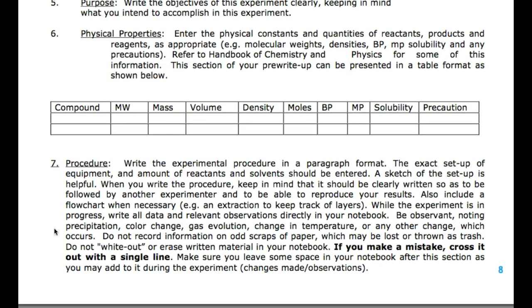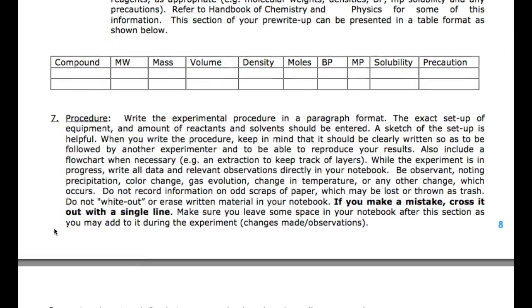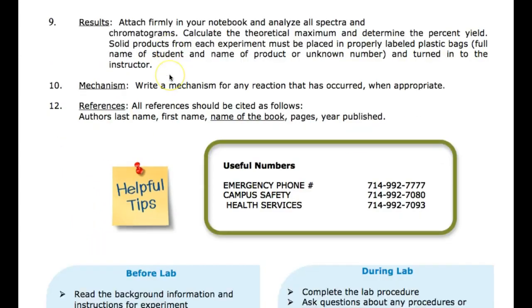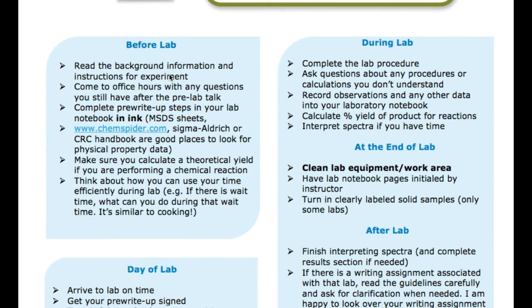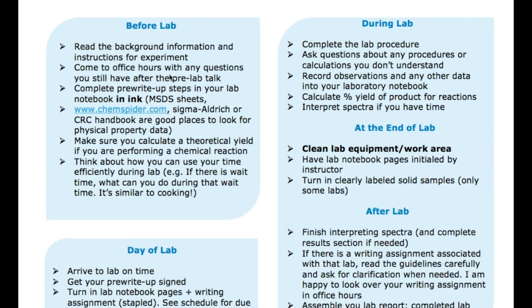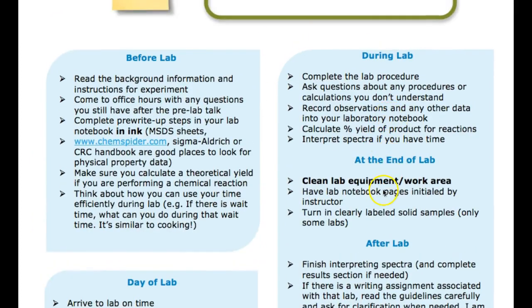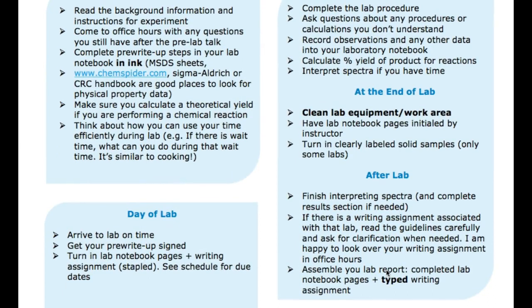We'll talk about this more in lab in more detail. And then the rest of the information you'll be filling out either during lab or after lab. So we have a results section, mechanisms if we're performing an actual chemical reaction, and some references. You have some tips here for what needs to be done before lab, just some reminders, what you need to do on the day of lab, what you need to turn in, during lab, at the end of lab, and after lab. So it's a good checklist to make sure you're doing what you need.